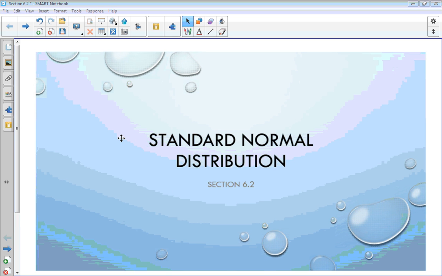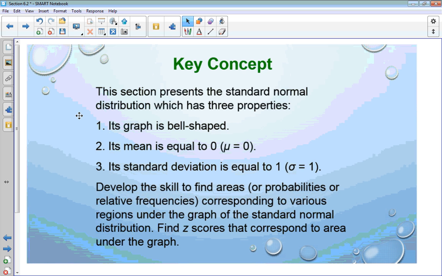Hello everyone, this is our lesson on the standard normal distribution, which is our chapter 6 lesson. It's the first lesson, and we're going to talk about the standard normal distribution, a very important concept of our statistics course. The standard normal distribution has three properties. One is that its graph is bell-shaped. We've all heard of the normal curve, the bell shape, all over the place.